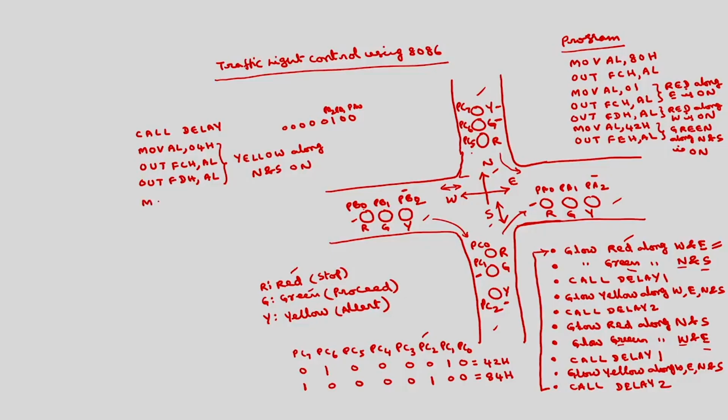And to turn on the yellow along east and west directions, this 84H has to be sent to port C. So, we take AL with 84H and out to port C, whose address is FEH.